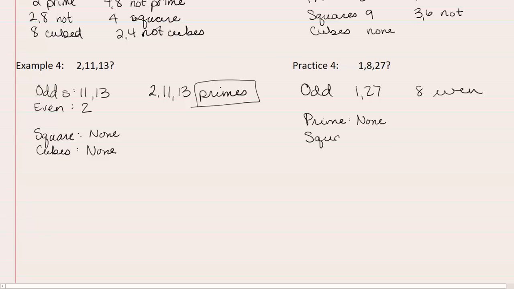Squares. 1 is a square number, but 8 and 27 are not. And lastly, cubes. 1 is a cube number, 8 is a cube number, and 27 is a cube number. So your group is a group of cubed numbers.